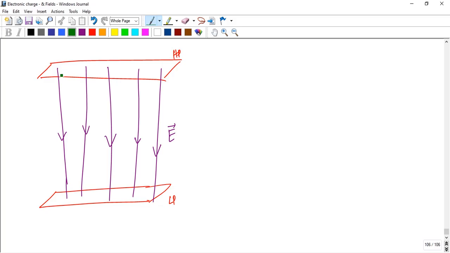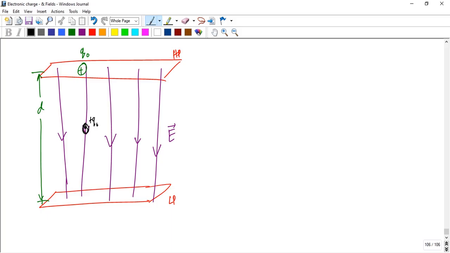Suppose I take a positive test charge Q naught from the high potential surface and move it to the low potential surface, and the distance between the two equipotential surfaces is D. If you choose any point on that surface, like here, and the test charge Q naught moves along this path, we check whether the calculated potential is path independent or not.